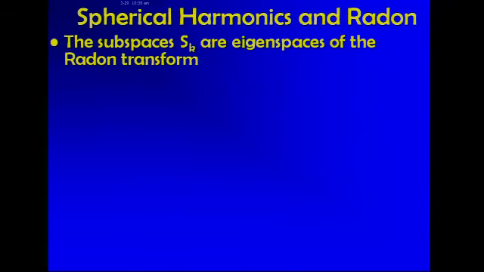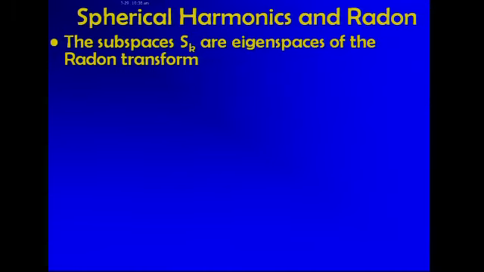Okay, so why are we interested in this? It turns out there's a very nice connection between the spherical harmonics and the Radon transform. Those of you who've seen things like that before will not be surprised. This is because the Radon transform commutes with the rotations, and the spherical harmonics are the irreducible representations of SO(n). There's a representation-theoretic reason for why this happens, but you can also just compute and see that it does. What I want to show you is that the subspaces Sk are eigenspaces of the Radon transform.